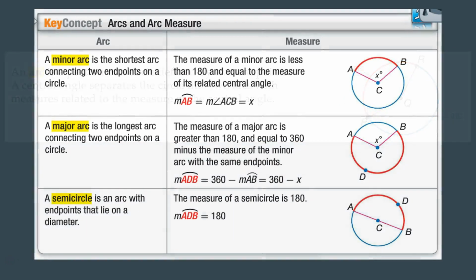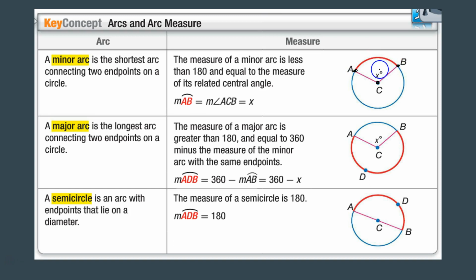So let's go over arcs and their arc measurements. A minor arc is the shortest arc containing two endpoints on the circle. So recall here, we have our endpoint A, and we have our endpoint B, and we have our center C. So we have the blue arc, and we have the red arc. And we want the shortest arc, which in our case is going to be our red arc.